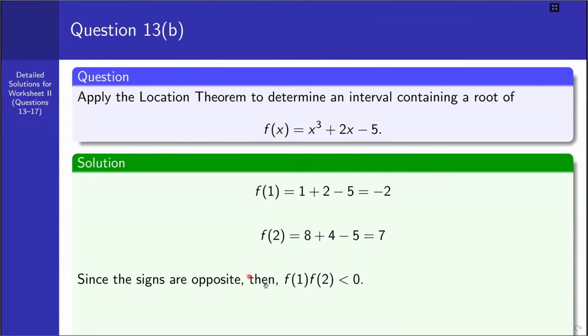Therefore, since the signs are opposite or simply their product, that is f of 1 times f of 2 is negative, that is minus 2 times 7, the function f of x will have at least one root in the interval 1 to 2. That means this function will have at least one root which is greater than 1 and less than 2. And this is guaranteed by this theorem, which is location theorem.